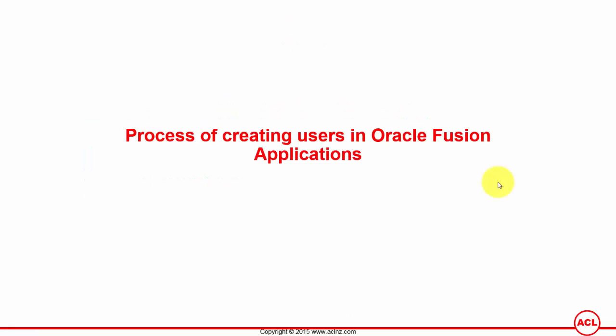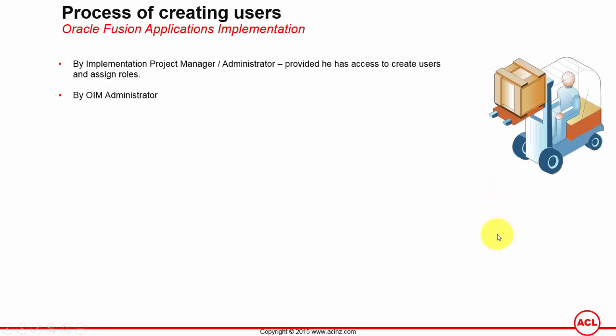Process of creating users in Oracle Fusion applications. Now before we go and understand the process itself, I'm going to show you who all can actually create the users. In a realistic Fusion applications implementation, it is either the implementation project manager or administrator who is responsible for creating the users and assigning roles to the implementation users.